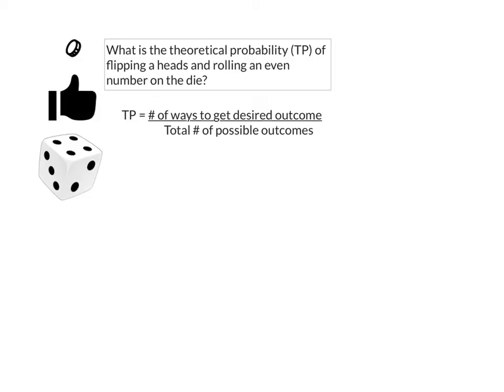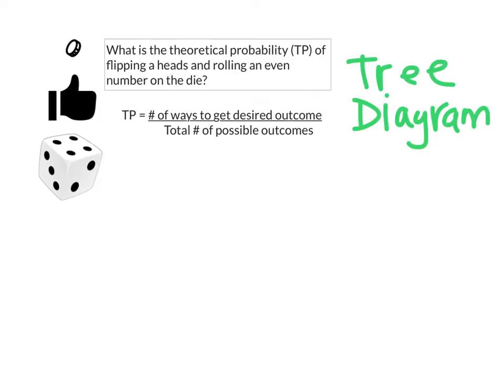In this case, we are going to look at how we could figure out the theoretical probability of flipping a heads on a coin and rolling an even number on a die if one event was doing both of those things and seeing which pairs came up. Remember that theoretical probability is just mathematically what should happen, and we write it as the number of ways to get the desired outcome over the total number of possible outcomes. So we are going to use what is called a tree diagram to help us organize what these possible outcomes are.